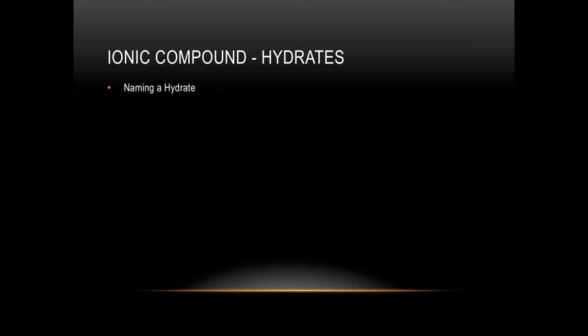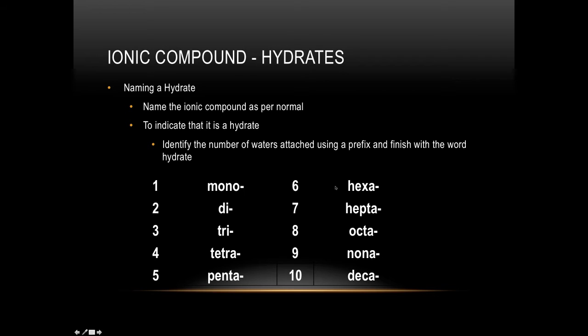Now, to name an ionic hydrate is actually quite a simple process. First, we're going to name the ionic compound as per the directions in the previous PowerPoint. What is different is we're going to indicate how many waters are present in that crystalline structure. We do so using a prefix system. If there is one water present, we call it a monohydrate. If there are two, dihydrate, three, trihydrate, and so on to 10, which is a decahydrate.